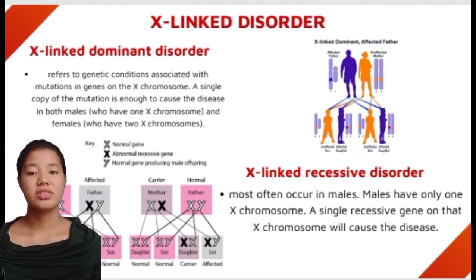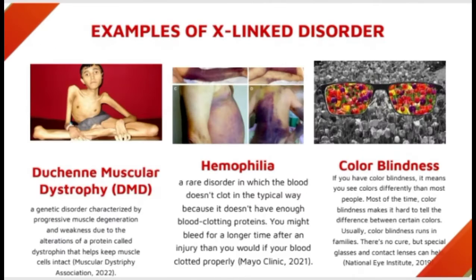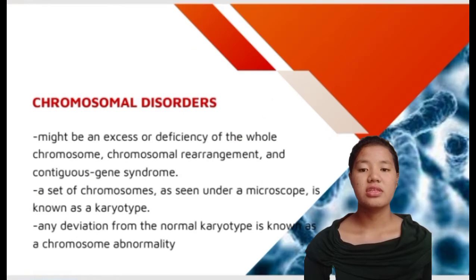And the X-linked recessive disorder most often occurs in males because males have only one X chromosome, and that single recessive gene on that X chromosome will cause the disease. Examples of X-linked disorders are Duchenne muscular dystrophy, or DMD, hemophilia, and color blindness. And the next is chromosomal disorders.